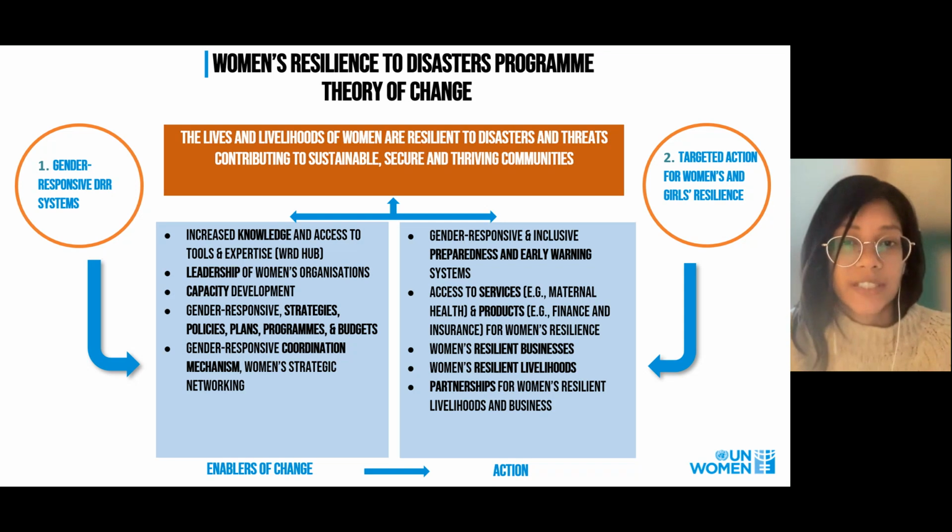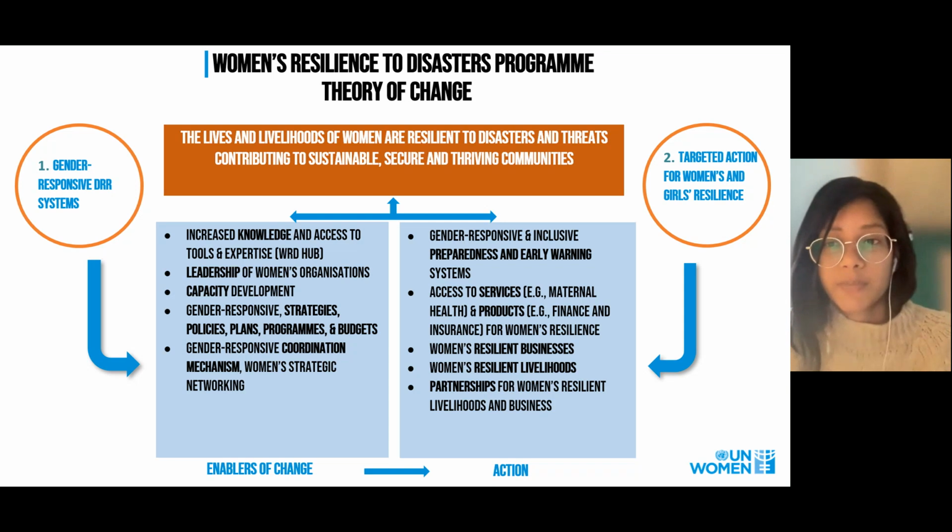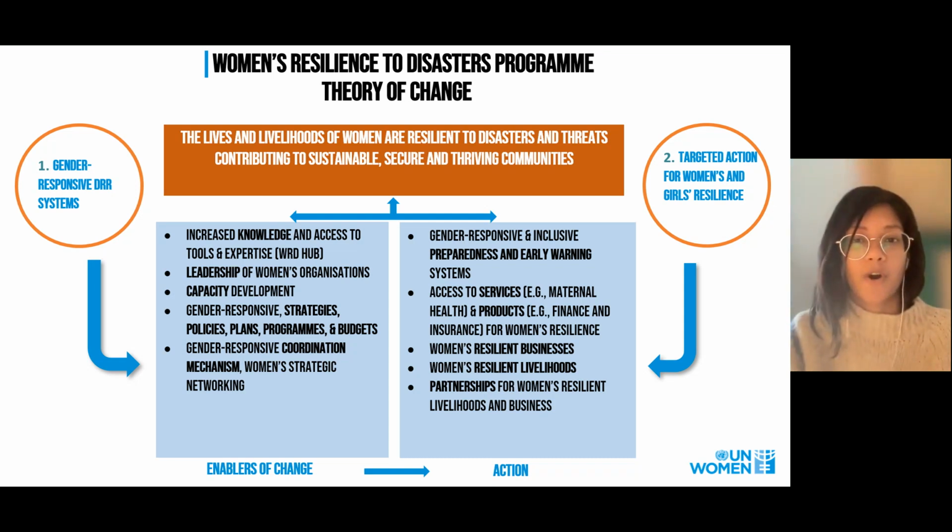which is the Women's Resilience to Disasters Program, or the WRD program. The aim of this program is to render the lives and livelihoods of women and girls more resilient to disasters and climate change, and thereby contribute to more sustainable, secure, and thriving communities. So this program brings together all of UN Women's work on disaster risk reduction in 51 countries, which also allows for knowledge and resource sharing across regions and countries.